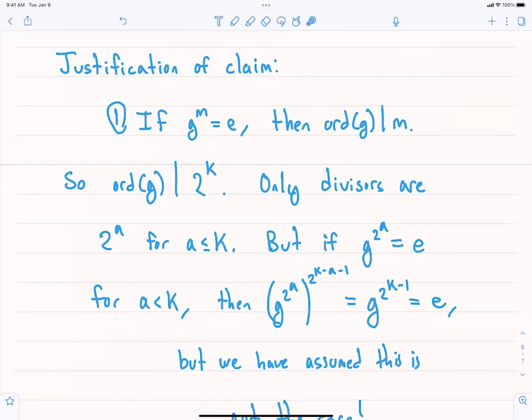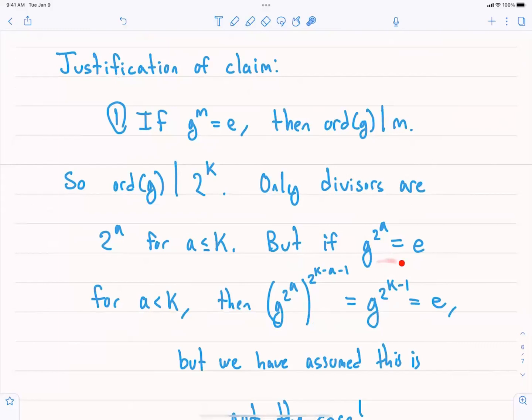so we get that the order of g divides 2 to the k. Okay, but that means the order of g is a divisor of 2 to the k, but the only things that divide 2 to the k are smaller powers of 2. So 2 to the a for a less than or equal to k. So all we have to do is show that if I take g and I raise it to a smaller power of 2, I don't get the identity element.